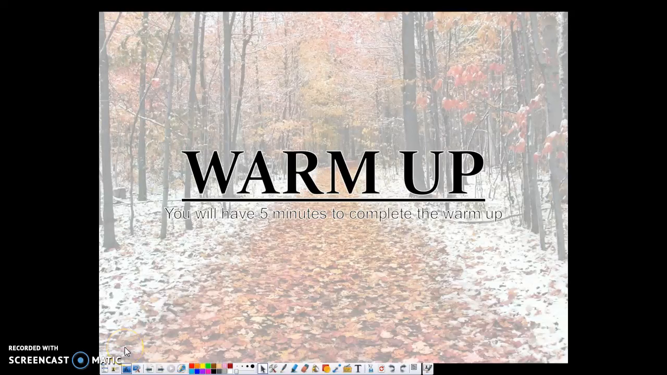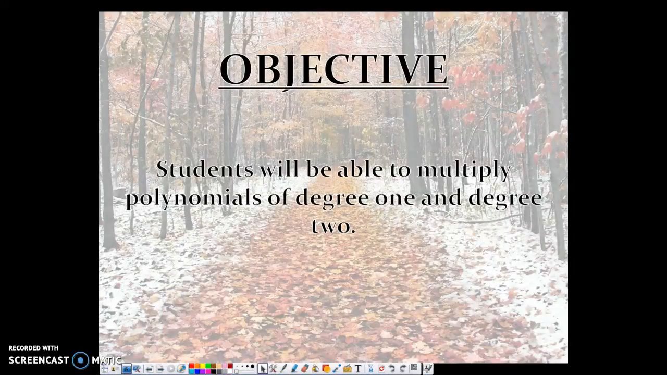Okay, so we're at it again. We're going to be looking at multiplying polynomials again. Today students will be able to multiply polynomials of degree 1 and degree 2.